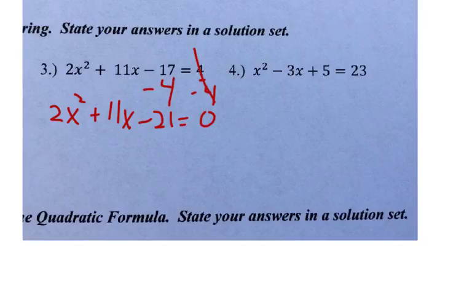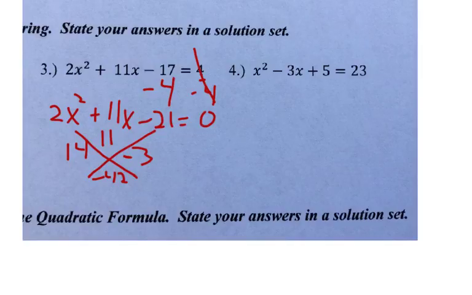Now I can try AFM. So I'm going to multiply my outside numbers together, and 2 times negative 21 gives me negative 42. And then bring down my positive 11. What are my two factors in negative 42 that add up to 11? And I came up with 14 and 3. Now one of them needs to be negative, because we're multiplying to get a negative number, and since that's a positive 11, 14 times negative 3 is negative 42, and 14 plus negative 3 is positive 11.